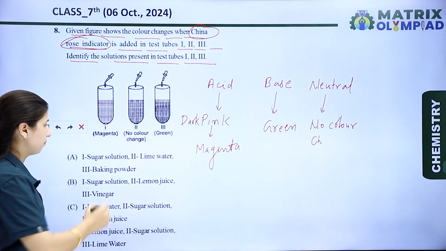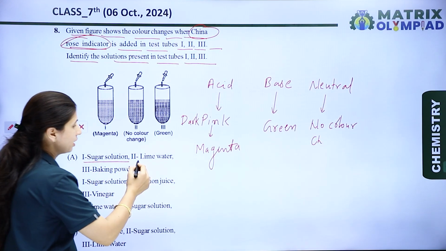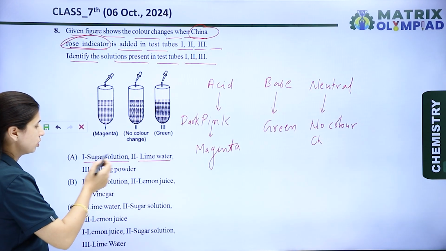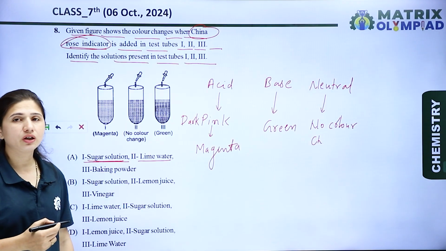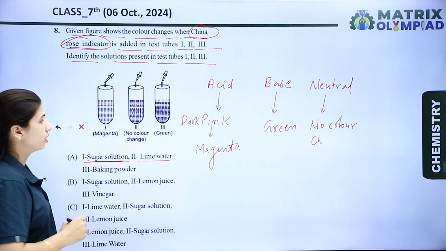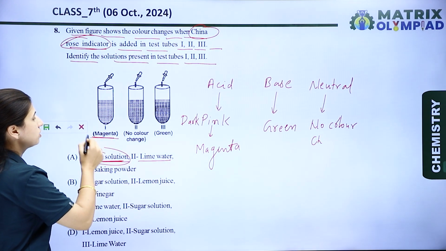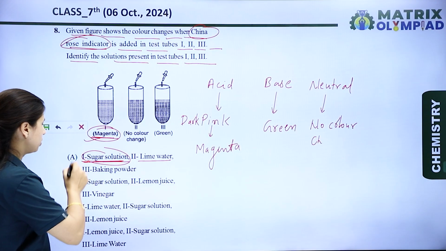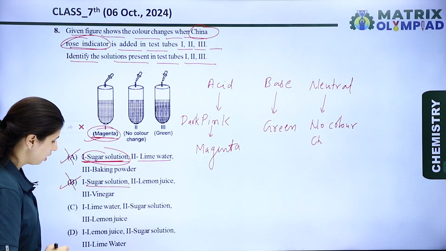There are 3 types of solutions in the options. First is sugar solution, second is lime water solution, and there are many more solutions. First we discuss the sugar solution. We know that sugar solution is basically a neutral solution. So according to this, the first is sugar solution. No, in the first it is magenta, it means it may be an acid. So option A is the wrong option. The next one is also sugar solution, so B is also a wrong option.